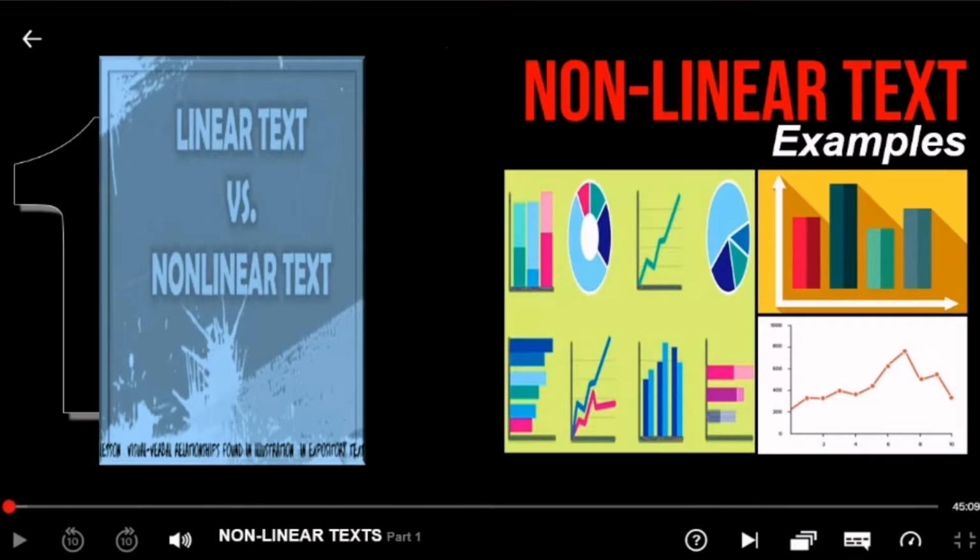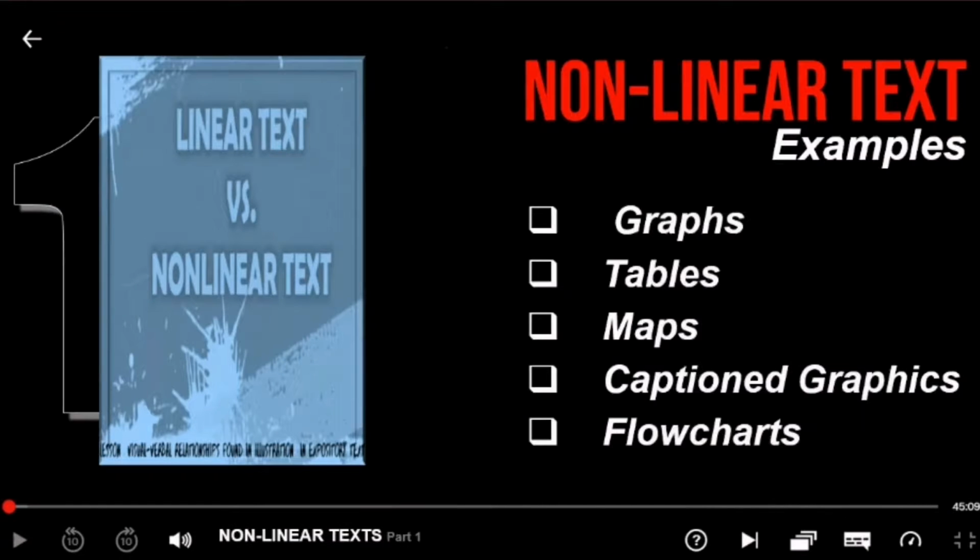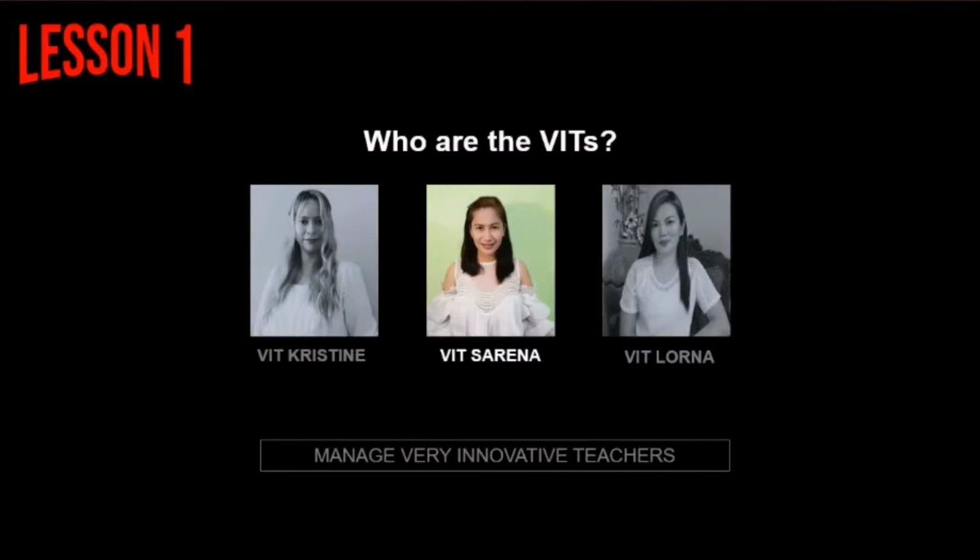And here are the examples of non-linear text. First on the list, we have graphs. Next, we have tables, followed by maps, caption graphics, and flowcharts. Now, for our second episode, to discuss the types of visual elements, let me call in our next VIT, Mrs. Serena B. Campbell.